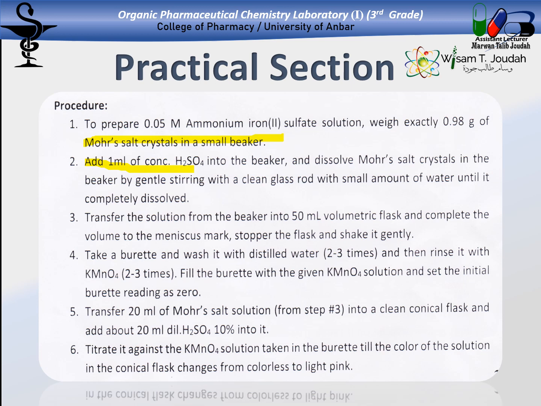So what we do here is that we dissolve 0.05 M of Mohr salt, which is like 0.98 grams of the salt, with 1 ml of concentrated sulfuric acid. So we add some water to it in order to get it quickly dissolved, and then we will transfer the solution from the beaker into a 50 ml volumetric flask.